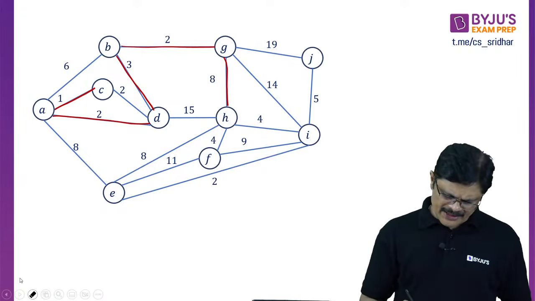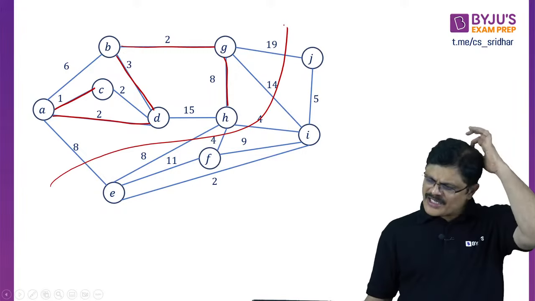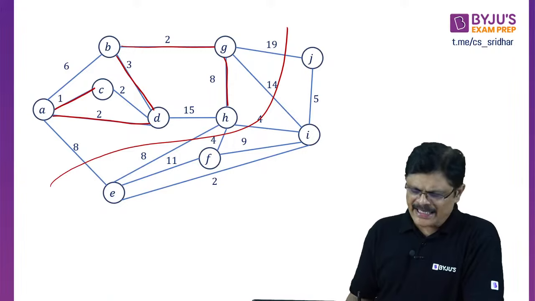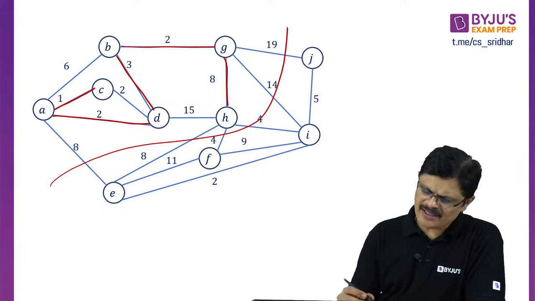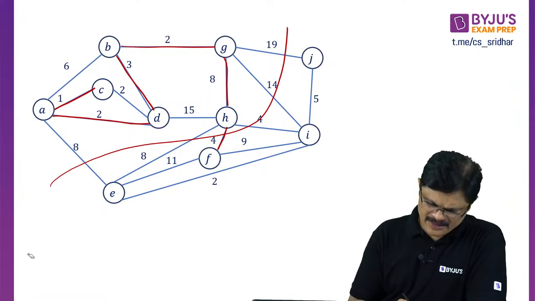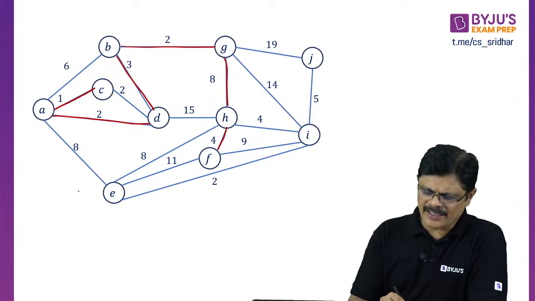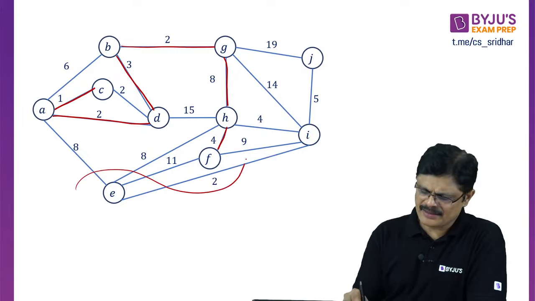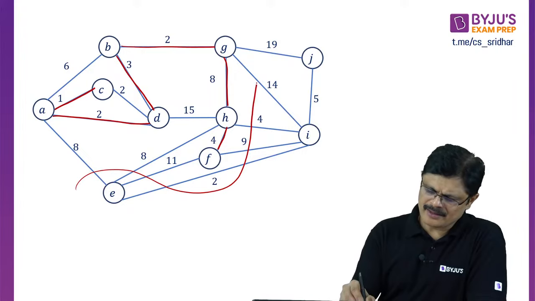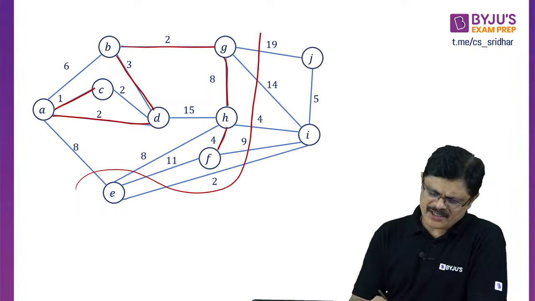Now let us create a cut. So the cut should be this one. In this, what is the least cost edge? 8, 8, 4, 4, 14, 19. Two 4s are there. Select any one. Erase this cut. Now create another cut. Okay. So in this, what is the least? 2 is the least.